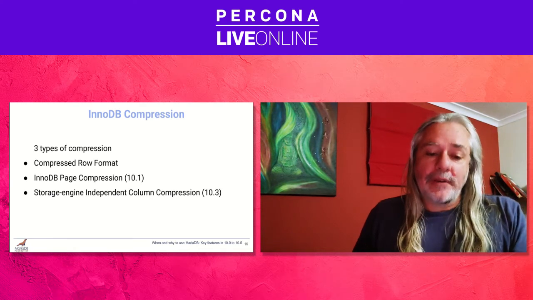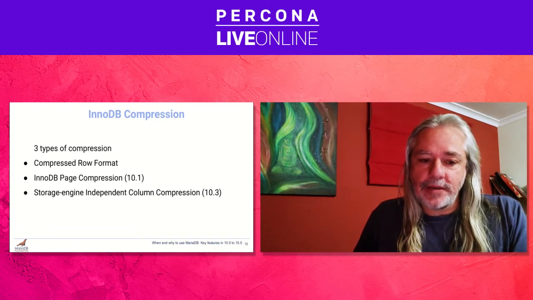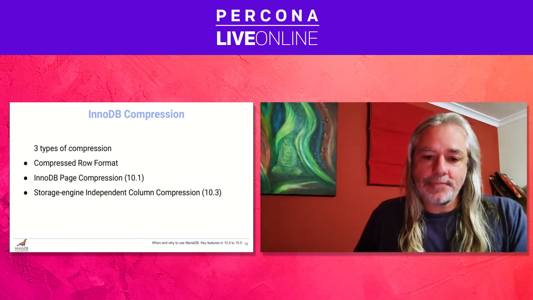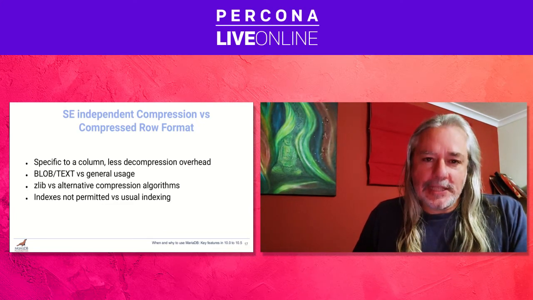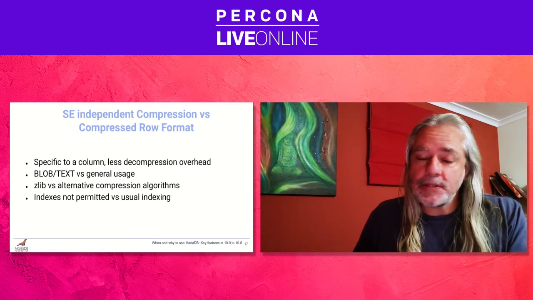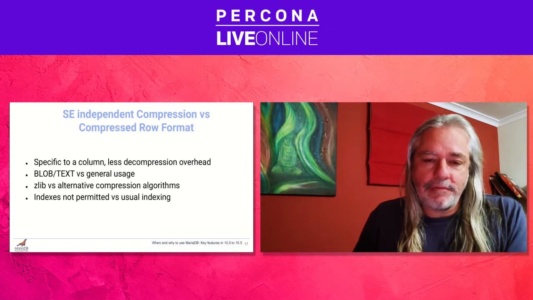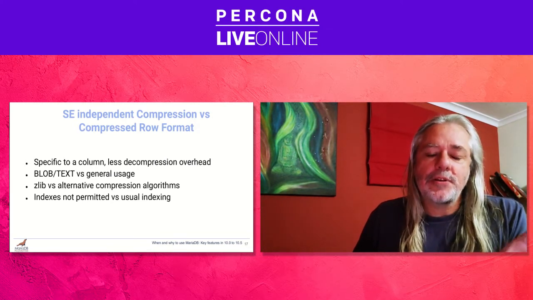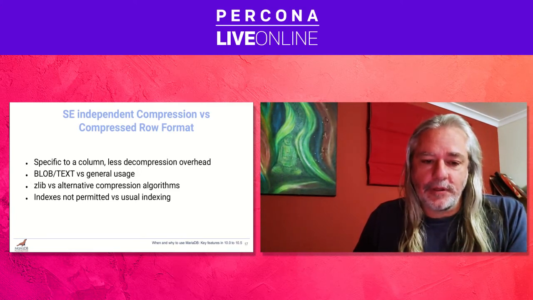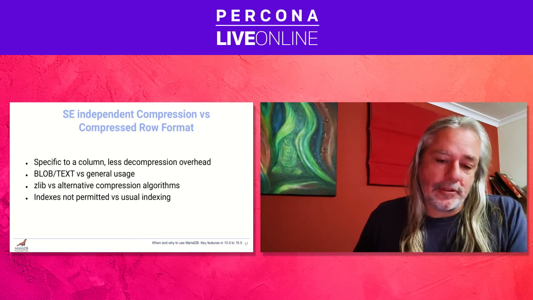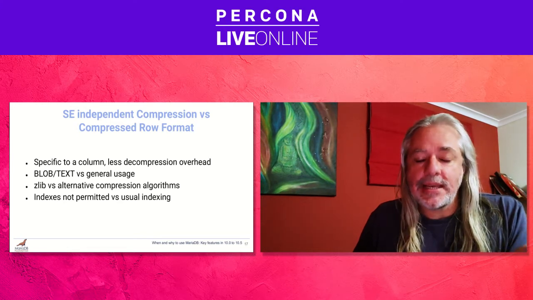There's a third format available, which is storage engine independent column compression. Of course, it's not only available to InnoDB, as the title indicates, and it's got a slightly different use case in that it's specific to a column. So you can leave the rest of your row completely not compressed, no need for it, no need for the decompression overhead. You just want to target it at a blob or a text field, perhaps, that can make really good use of the compression. So that's your main use case difference: general usage versus targeted at particular fields like blobs and texts.